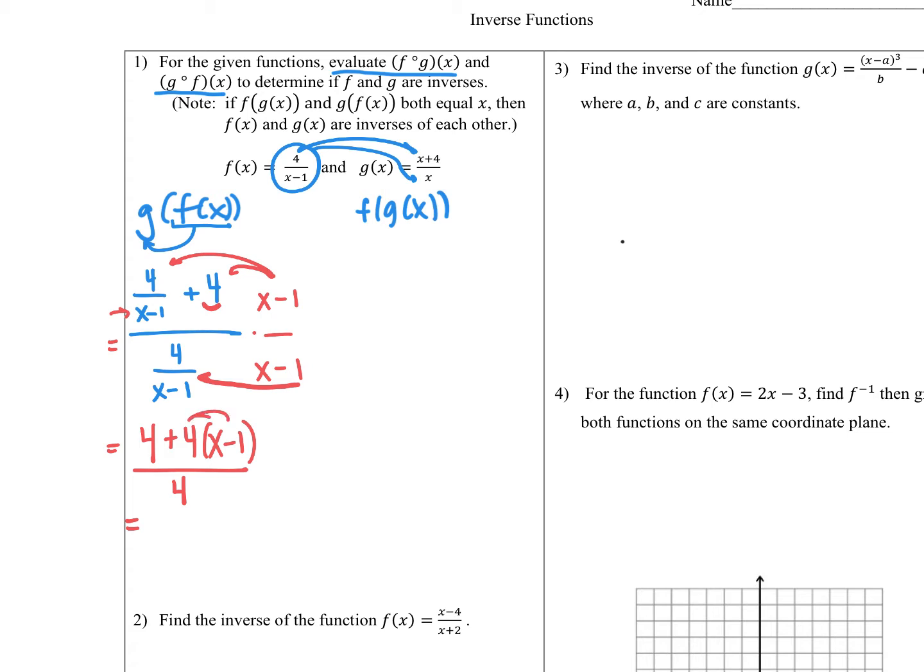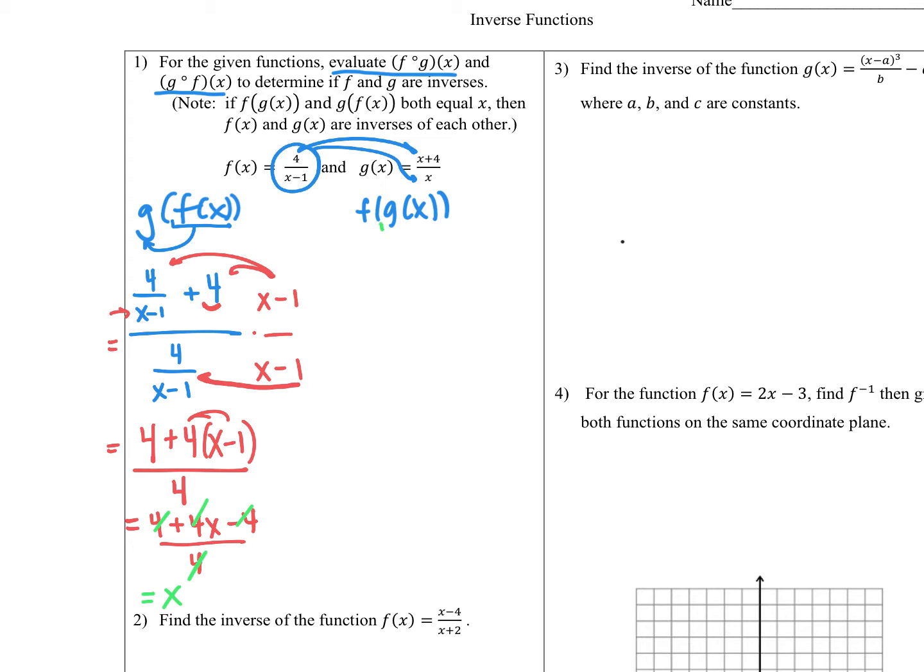So I'm going to distribute on the top. We're going to get 4 plus 4x minus 4. And this is all over 4. You can see the 4 and the minus 4 cancel. We're left with 4x over 4, but then the 4 over 4 also cancels. So we're left with x. So that shows in one direction anyway that it looks like they're going to be inverses. So let's try the other way.